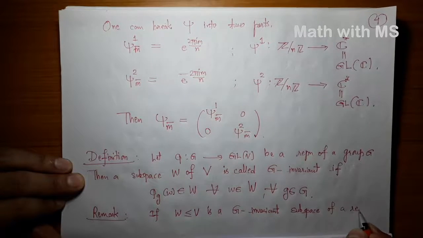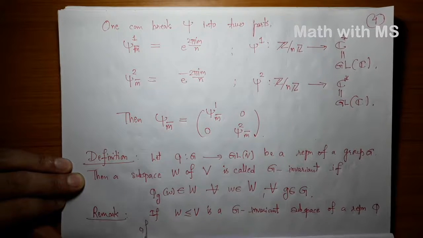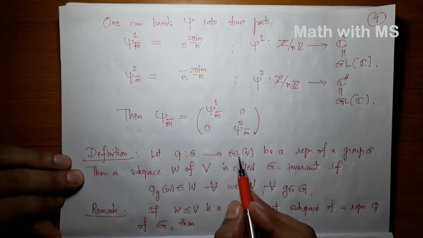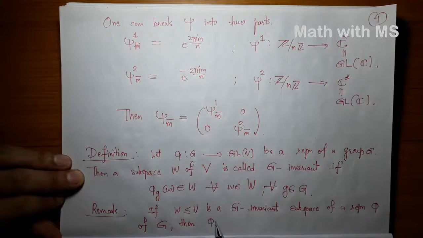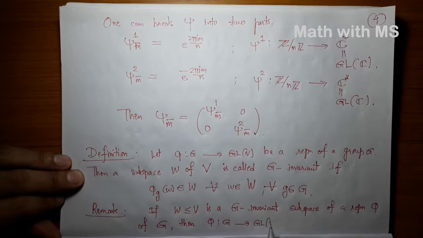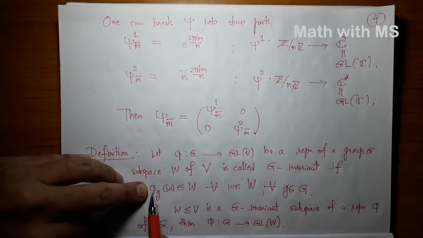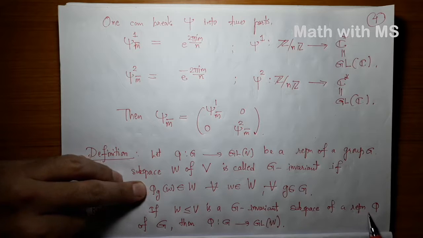of a representation phi of G, then what is phi? Phi is just a map from G to GL(V), right? So then you can restrict it. Then phi from G to GL(W) makes sense, because for every group element phi(g), whenever you apply this operator on W, it again falls back in W. So you can restrict this representation.